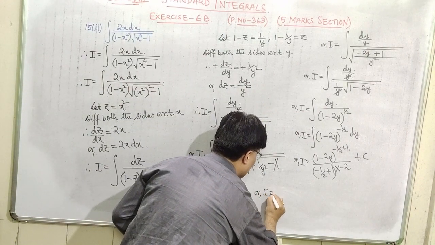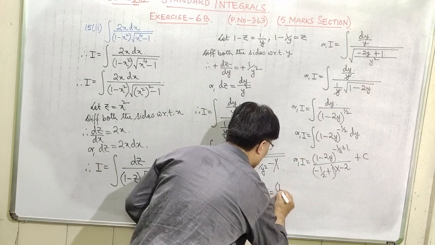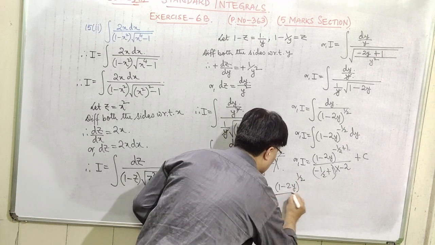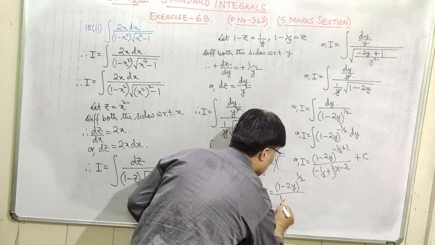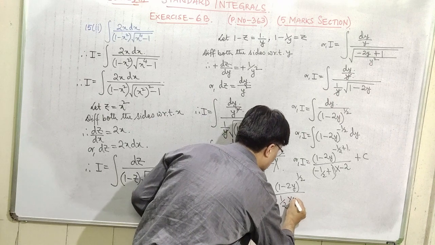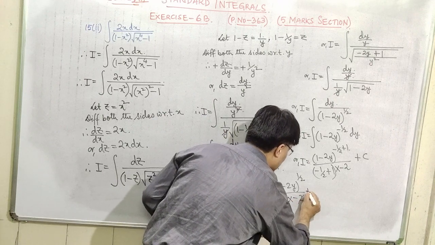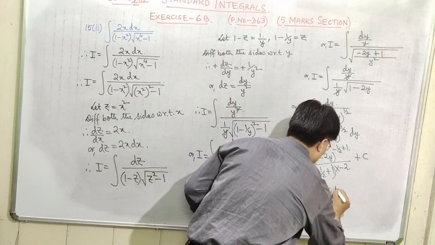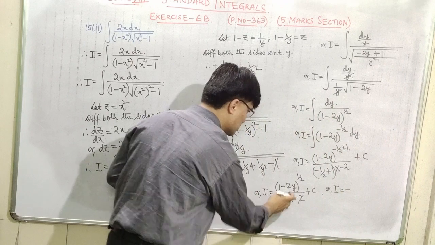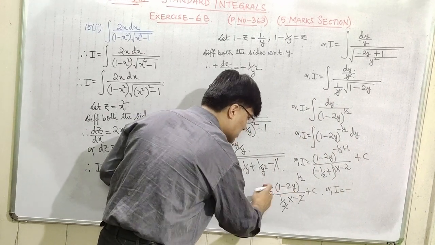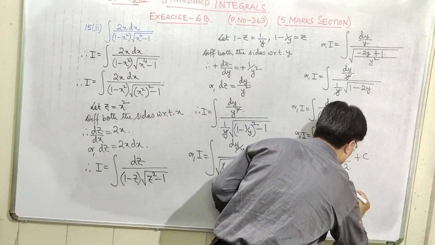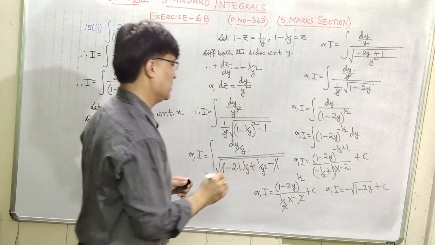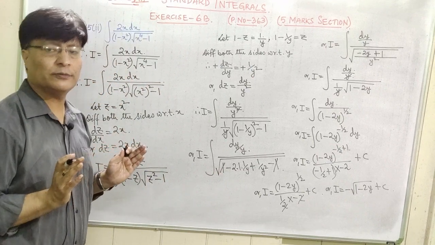Or I is equal to, now this is (1 minus 2y) whole to the power minus half, plus 1 is half, divided by minus half plus 1 is half, into minus 2. So your 2 gets cancelled, plus c. Right? So next, or I is equal to minus, the minus sign is taken outside, whole to the power half means root over (1 minus 2y), then plus c. Is that clear to all of you?